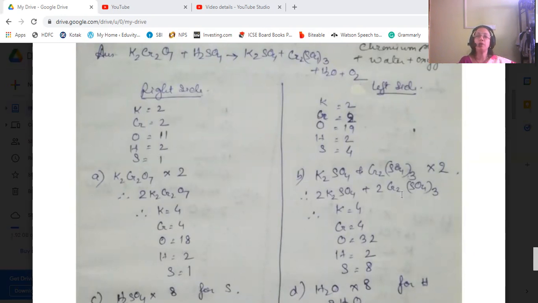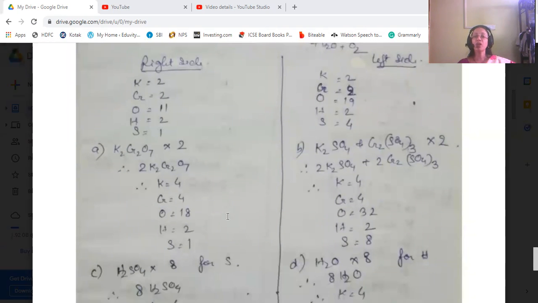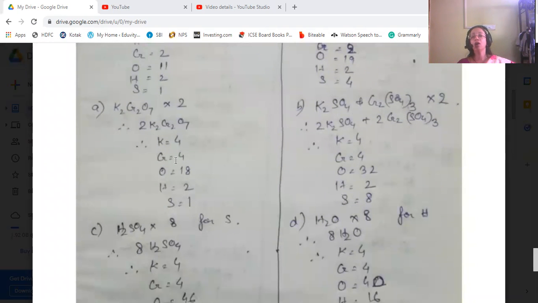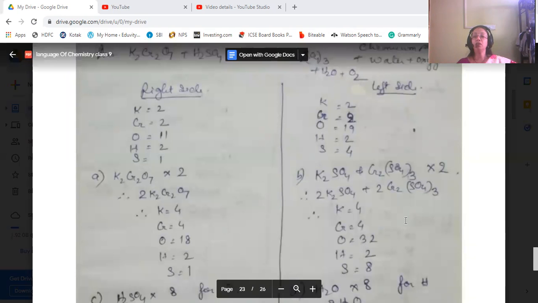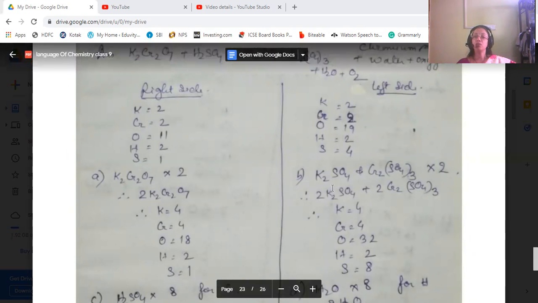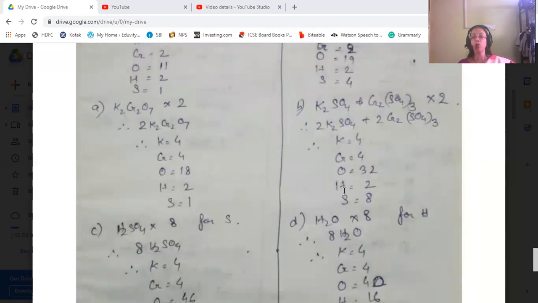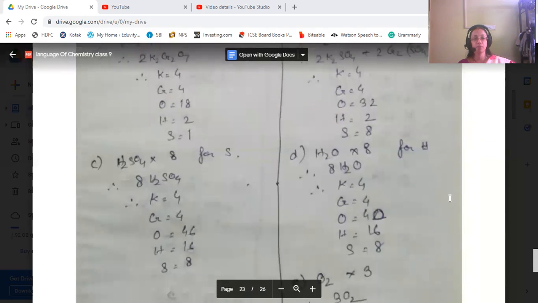So first step, potassium dichromate is multiplied by 2. So we get potassium 4, chromium 4, oxygen 18, hydrogen 2, sulfur 1. Now on the product side, potassium sulfate and chromium sulfate both are multiplied by 2. So each by 2, that is 2K2SO4 and 2Cr2(SO4)3. That makes potassium 4, chromium 4, oxygen 32, hydrogen 2, sulfur 8.